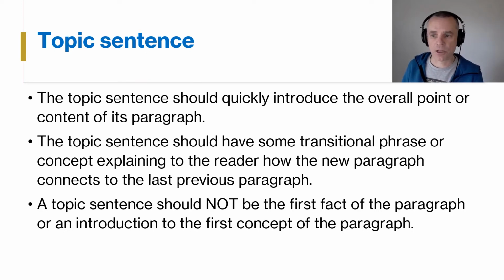The topic sentence should have some transitional phrase, ideally, or concept explaining to the reader how the new paragraph connects to the last paragraphs. So it can be like secondly, or in addition, or conversely, or similarly. You don't have to use one of those phrases. You could also just have something that's conceptually connected. It depends on how good a writer you are. Or you can just do first, second, third. But some kind of thing just so your reader knows where this fits in the paper. A little transition word is really handy there.